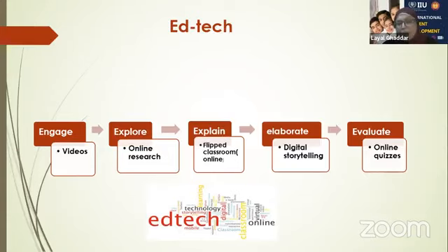Explain, flipped classroom, which is also a very nice strategy that you can use. Flipped classroom online, you can, for example, give the student the content to read at home or do anything. And the next day they're going to come to answer questions that the teacher asked or jot them down. Elaborate, digital storytelling, which is very nice. We can ask students to make digital storytelling. You can ask them to write different endings. And Evaluate, we can write online quizzes or tests, or as I said, projects, and so on.